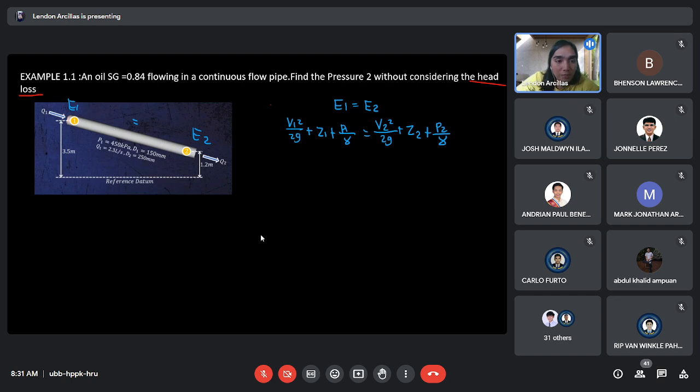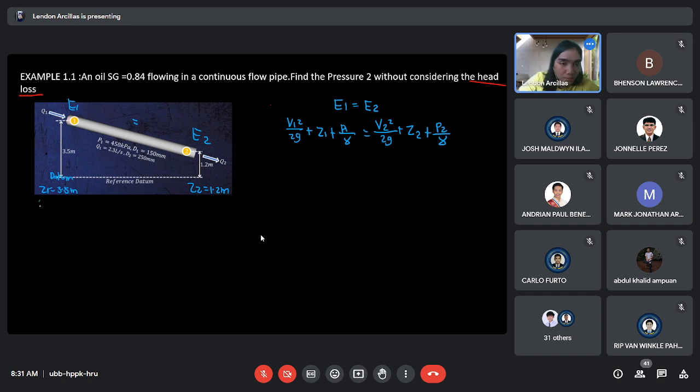So based from the given, ano lang yung kulang dito? Ano wala natin dito? This is for point 1. At point 1, meron tayong Z1, this is the height, 3.5. So this is the datum or the reference point for the height. Again, this is the datum. So where Z1 is 3.5, and Z2 here from the datum is 1.2. Or the datum is from the ground. Yun yung reference natin dito.